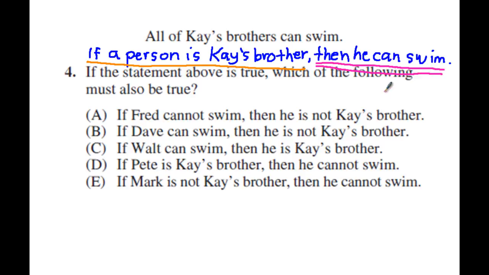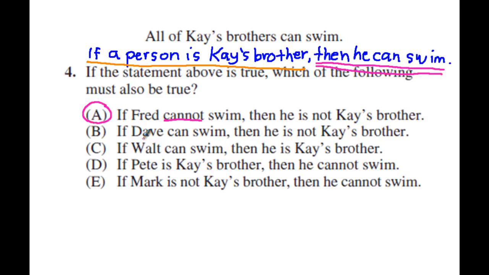What we're going to do now is look at each of these options and check which one fits the pattern of this statement. So this is the hypothesis: if a person is K's brother, then the conclusion is that person can swim. Let's take a look at option A. If Fred cannot swim, so this already has a negation, so that does not fit our conditional statement. So A is not our answer.